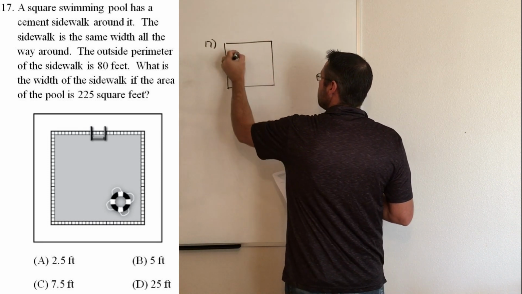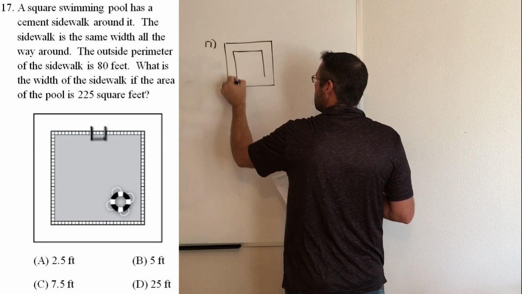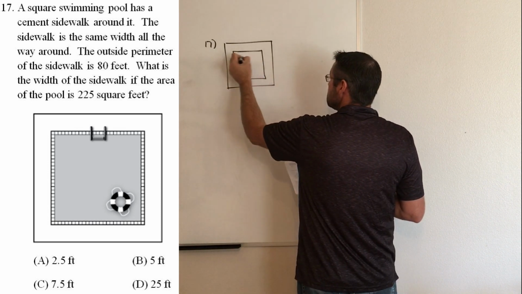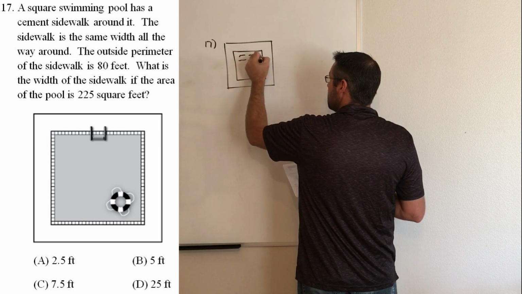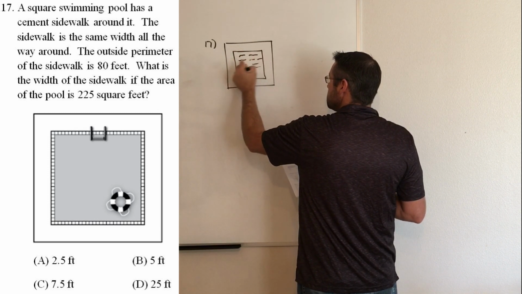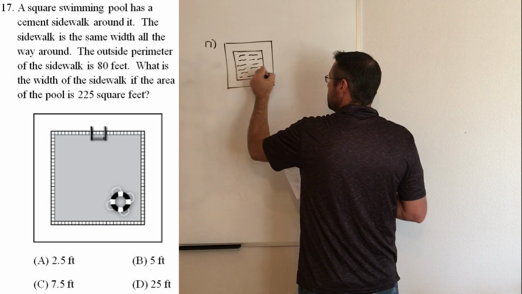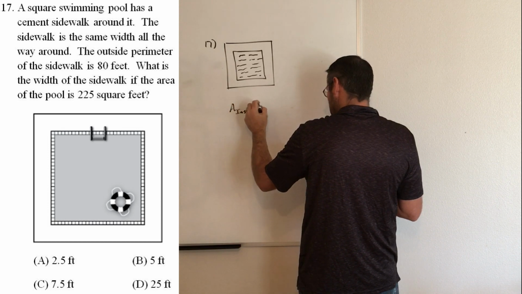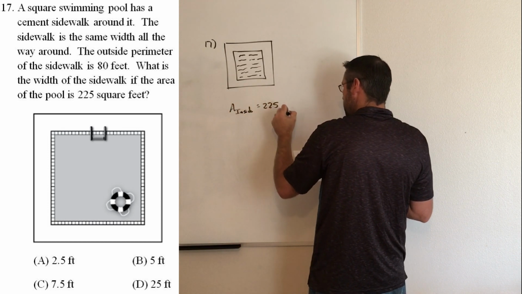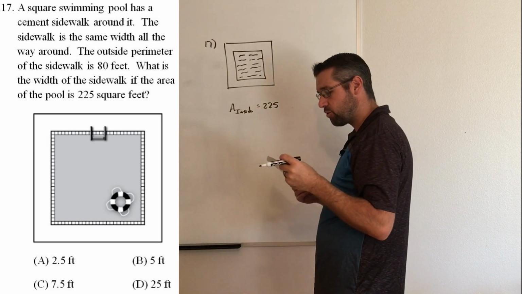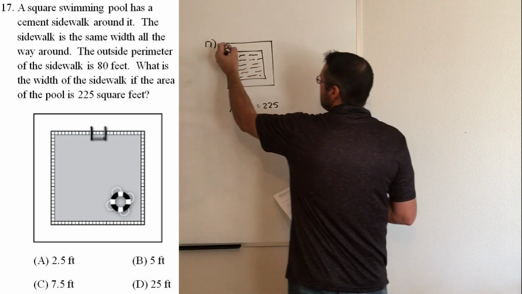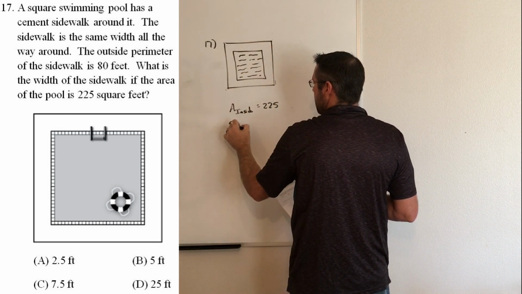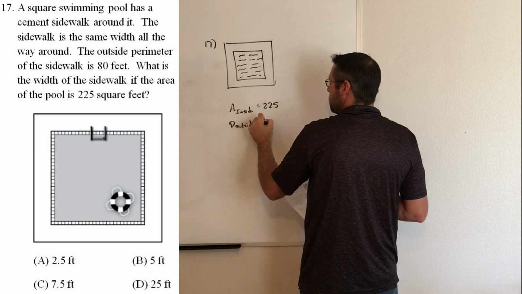We have a square pool with a walkway around it. And it says that the area of the pool, so this is the pool, the inside, right? I guess I should use blue to represent the water, but that's okay. So we would say the area of the inside shape is equal to 225 feet squared. And then it says the outside perimeter of the sidewalk is 80. So that means the distance around the perimeter of the sidewalk is 80. So the perimeter of the outside equals 80.